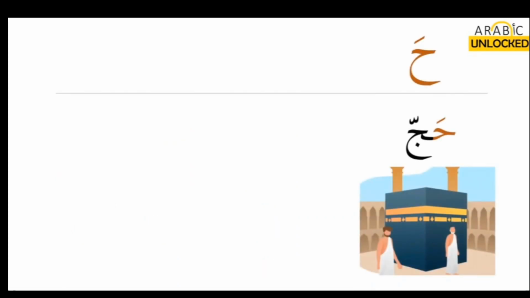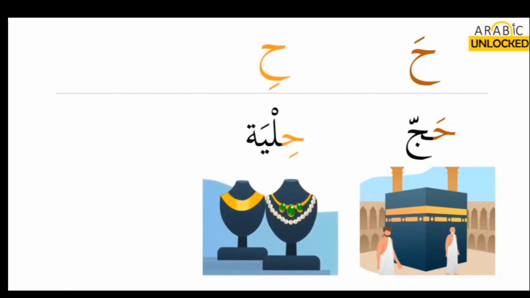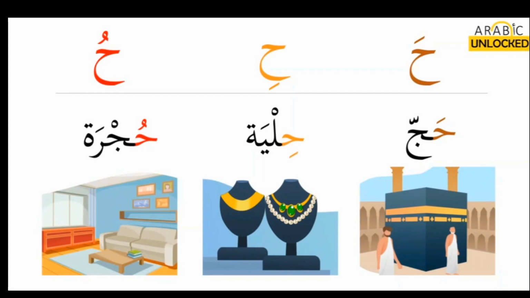Examples of Ha used in words with short vowels: the Ha with a fatha, making a Ha sound, is used in the word Hajj, which means pilgrimage. With a kasra, the Ha is used making a He sound in the word Hilya, which means jewelry. And with a dhamma, the Ha is used making a Hu sound in the word Hujra, which means room.